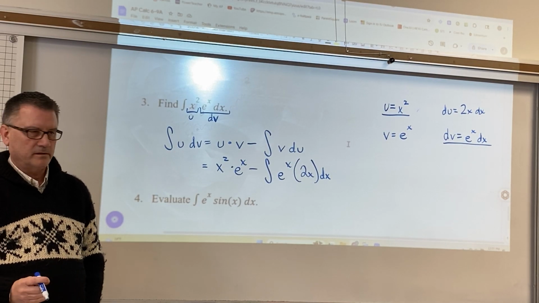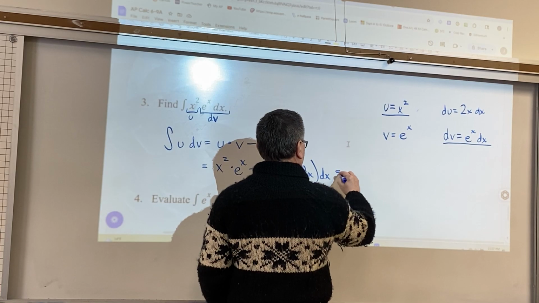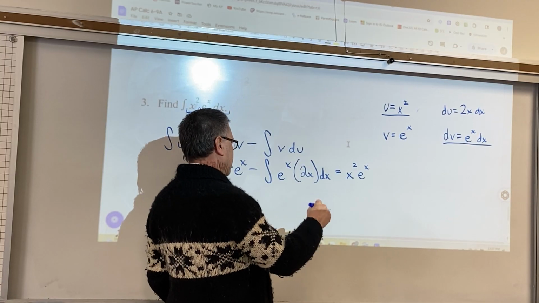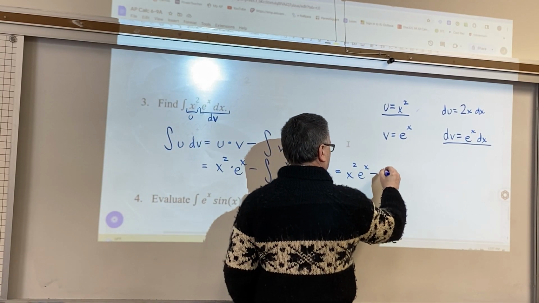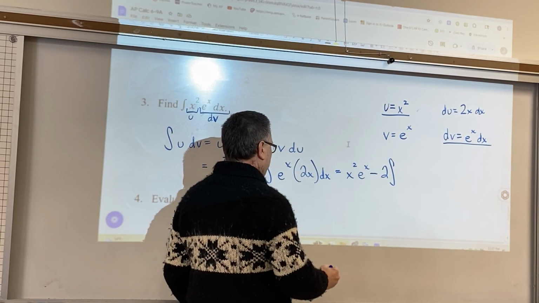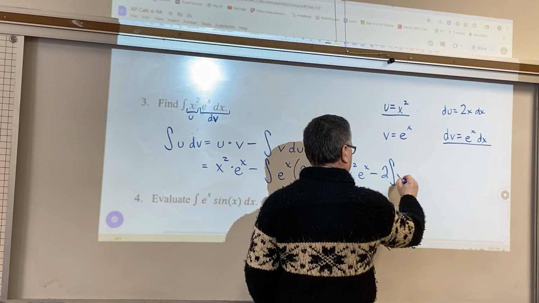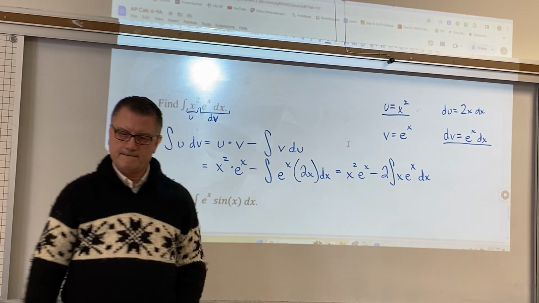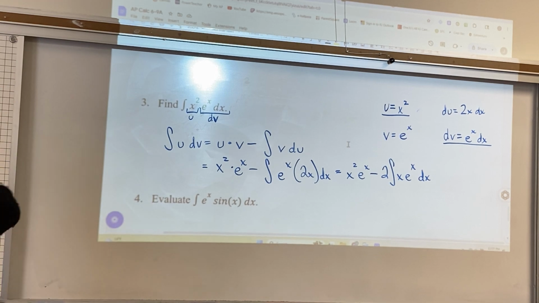Which I can bring the 2 out, right? So that's going to give me x squared e to the x. I'll bring the 2 out, and just take the integral of x e to the x dx. What do I do here? Do you do the same thing now for x times e to the x? Maybe I could. Do it again? Okay.